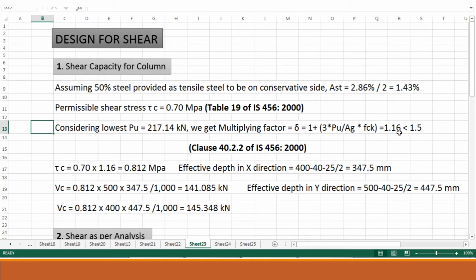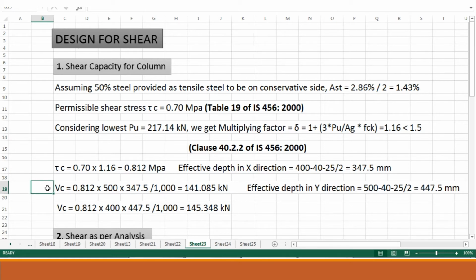Now that would be less than 1.5, thereby considering the formula given in IS 456, the value of tau C is 0.7 into 1.16, that's 0.812 megapascals. So the effective depth in X direction is 400 minus 40 minus 25 by 2, that's 347.5 mm.